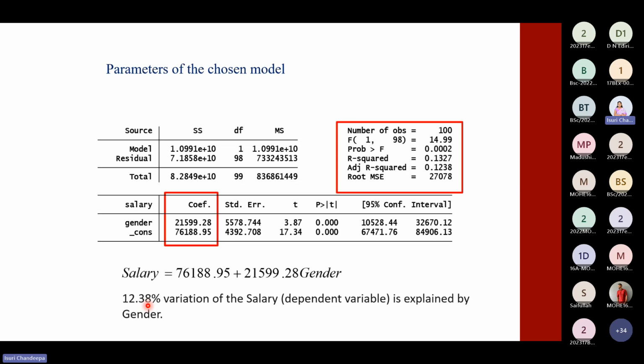12.38% variation of the salary, that means the dependent variable, is explained by gender. So our model is salary equals the constant beta 0 plus gender. We assumed that salary changes because of gender. So as per our model and our results, just 12.38% variation of salary is explained by gender.